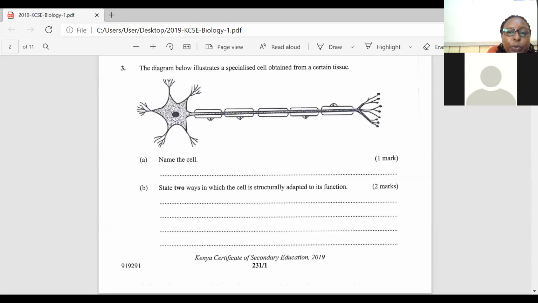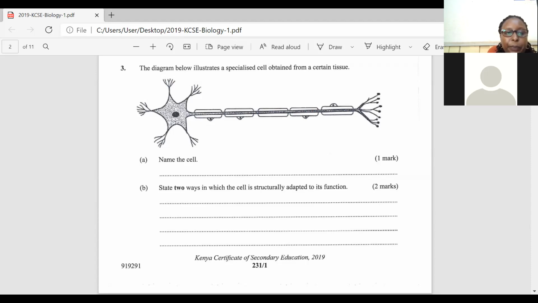The student also would score if they identified the cell as a nerve cell. A nerve cell would also have scored. But when we go to specifically what type of nerve cell it is, it would be a motor nerve cell.